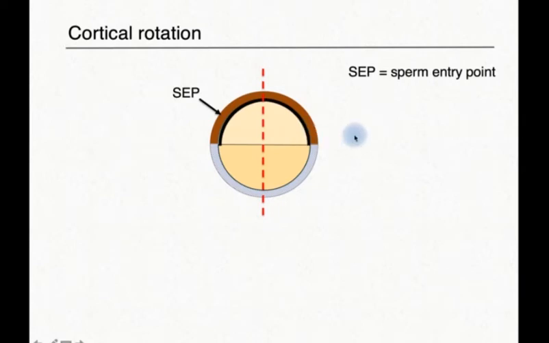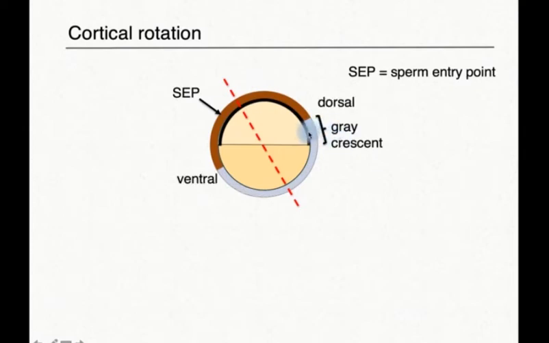Let's watch that again. This outer cortex, while attached to the core, is loosely attached, and the two can rotate separately from each other. And what we expose here now is this area, the gray crescent. Before, this gray pigment was all covered by brown pigment, so you couldn't see it. But after the rotation, the gray pigment underneath can be seen through this cortex, and that's what this gray crescent is.